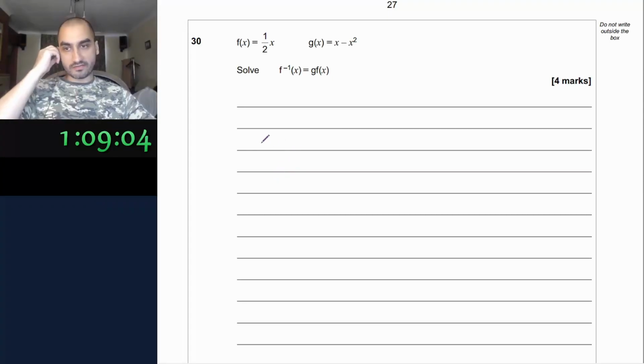Okay, I've got 20 minutes left. I think I'm almost finished. f of x equals half x, g of x equals x minus x squared. So inverse f of x equals g of f of x? Interesting. I don't remember stuff like this.